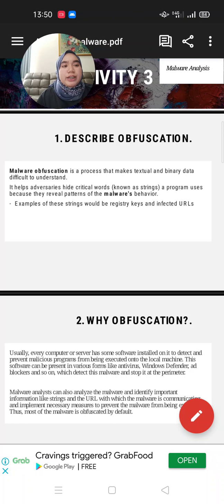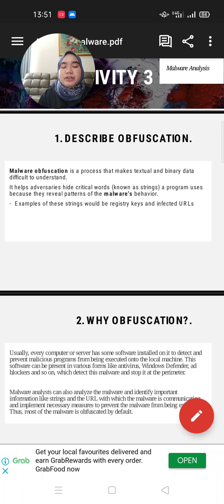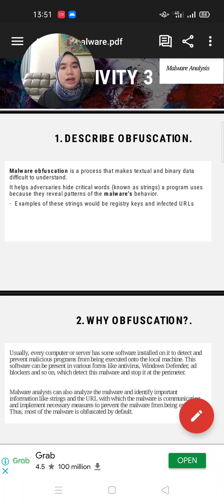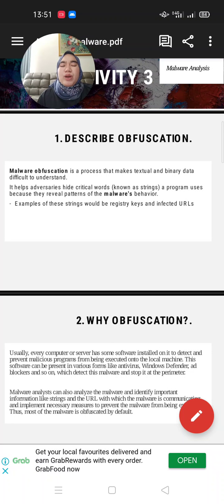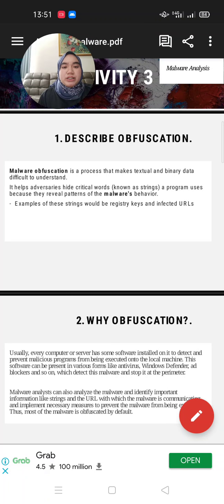Okay, now we will describe what obfuscation is. In malware, obfuscation is a process that makes textual and binary data too difficult to understand. It will confuse the hackers when they want to hack our computer. It helps adversaries hide critical words known as strings, which a program uses because they reveal patterns of the malware's behavior. Examples of these strings are registry keys and infected URLs.